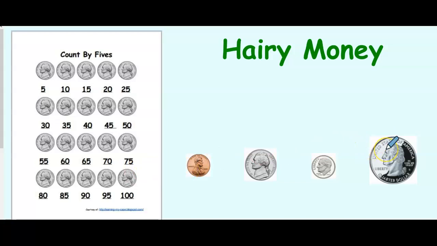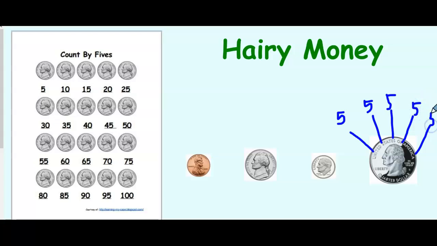Let's start with the quarter. Can you remember how many hairs a quarter has? That's right, 5 hairs. 1, 2, 3, 4, 5. Can you remember what number goes at the top of each hair? Yes, since we're counting by fives, we write a 5 at the top of each hair on our hairy money.